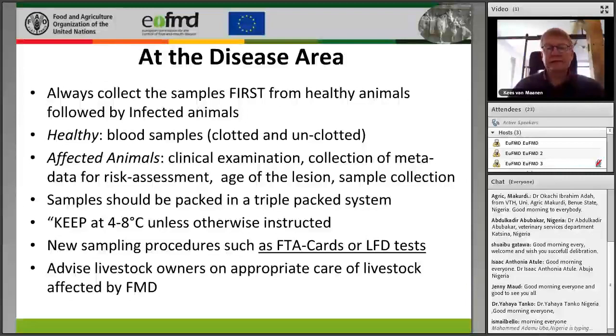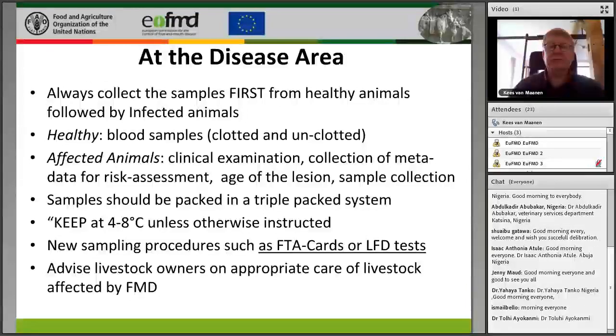What we really cannot discuss too much now is new sampling procedures, but they're very interesting, like the use of LFD tests or FTA cards. And of course, you should advise your livestock owners on the appropriate care of livestock affected by foot and mouth disease.